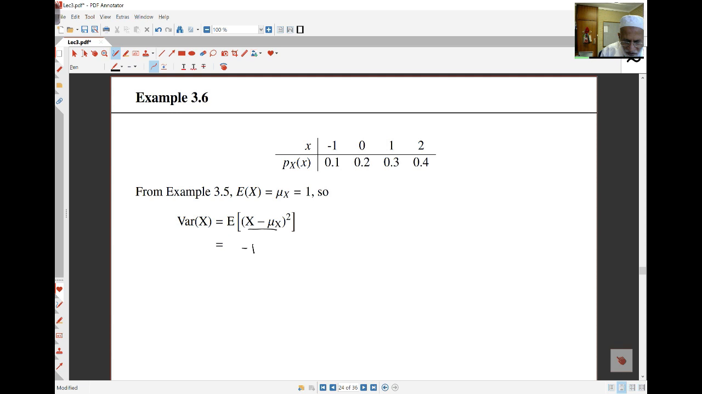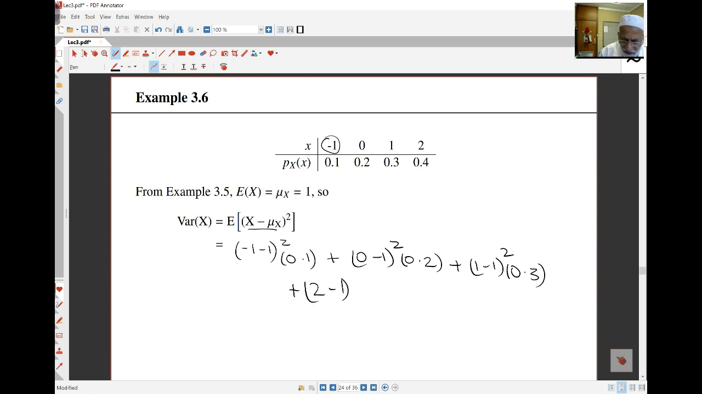So it's actually negative 1 minus 1, squared, times 0.1, the probability. Right? So remember all that's happening is, from each of those values I'll take off the mean, which is 1. So from negative 1 I subtract the mean, squared, times the probability, and then 0 minus the mean, squared, times the probability, then 1 minus the mean, squared, times the probability, and finally 2 minus the mean, squared, times the probability.